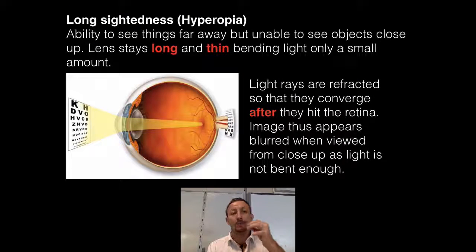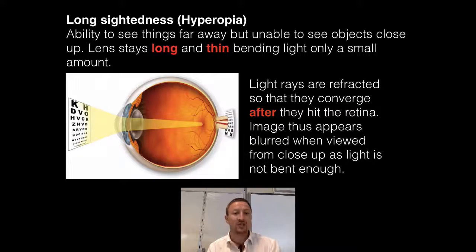Okay, now long-sightedness or hyperopia is where the lens remains long and thin. From a long distance away you can see, hence you're long-sighted, because you only need to bend light a small amount because it's already being bent as it moves through the air. So the light basically only needs a small amount of bending, which is great. When you look at something up close where you want it to be bent a huge amount, it doesn't happen. You only get it bent a small amount, which means that the image is formed behind the eye.